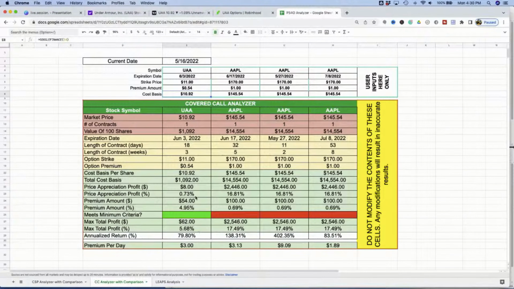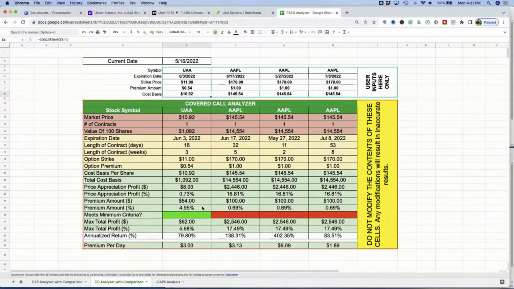Let's say the market price finishes at $10.99. So it's 1 penny short of my strike price. Well, as I showed you, that option contract expires worthless. I don't collect the price appreciation profit because my shares don't get sold. I still hold on to my shares. I still have the 100 shares, but I keep the $54 premium payment, which is 4.95%. So either way, whether my option contract gets exercised or expires worthless, I'm making anywhere between 4.95% and 5.68% over 3 weeks.